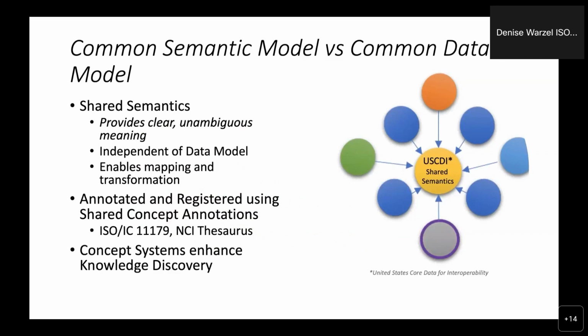It gives us shared semantics, which provide clear and unambiguous meaning, independent of anyone's data model, and enables mapping and transformation. What you see on the right-hand side, the different colored bubbles are intended to represent different data models in different domains, and they all will be mapped to a hub instead of being mapped to each other, which is going to greatly reduce the disparities that we see when we get multiple people mapping their data models to each other, making different decisions, and then the data is still not interoperable with other groups.